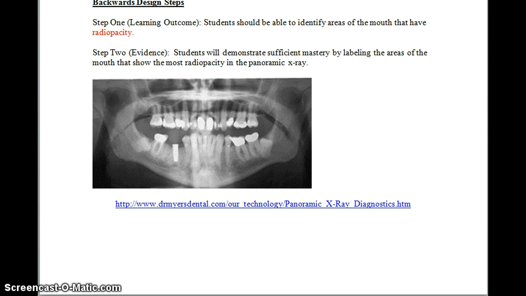Step 2 is the evidence. I have posted a panoramic x-ray. I have noted where I found the x-ray, and what I'm asking my students to do is to label the areas of the mouth that show the most radiopacity in this particular x-ray.